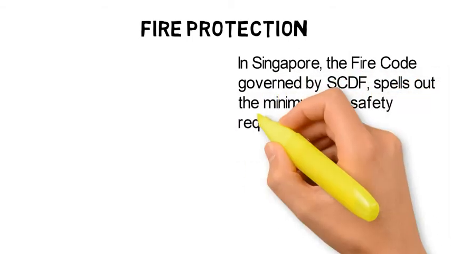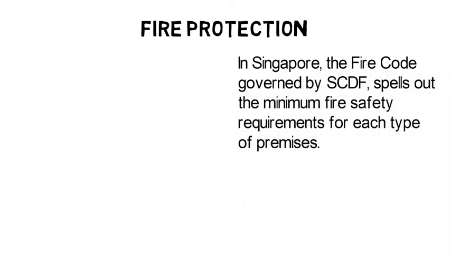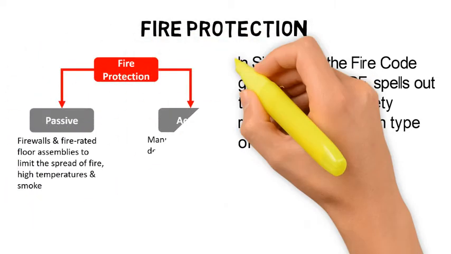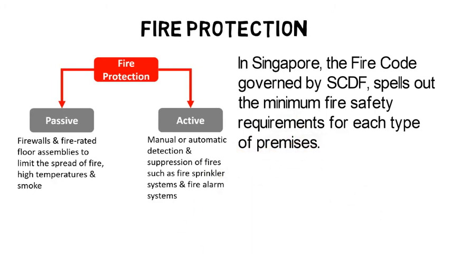In Singapore, the Fire Code, governed by SCDF, spells out the minimum fire safety requirements for each type of premises. There are generally two types of fire protection, passive and active. Passive fire protection refers to firewalls and fire-rated floor assemblies to limit the spread of fire, high temperatures, and smoke. Active fire protection refers to manual or automatic detection and suppression of fires, such as fire sprinklers and fire alarm systems.